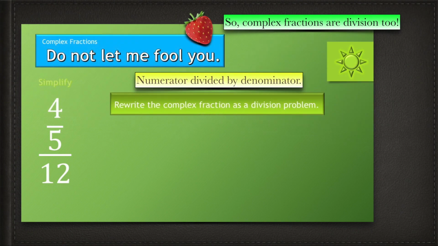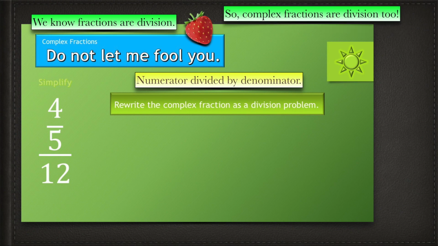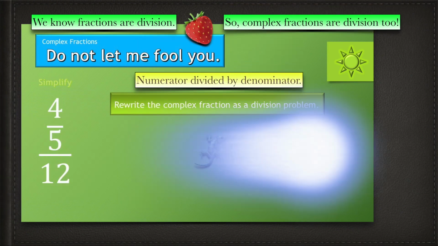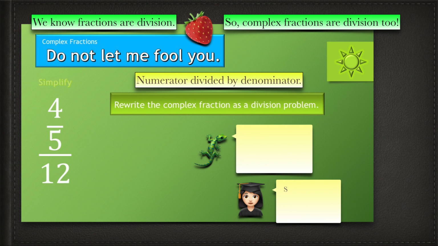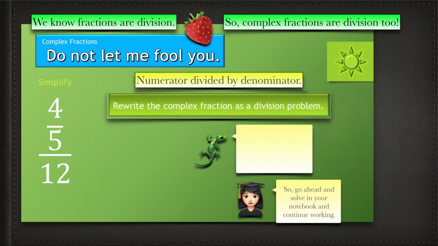Rewrite that complex fraction as a division problem. In your notebook, go ahead and solve and continue working. Solve and simplify. This is still numerator divided by denominator.